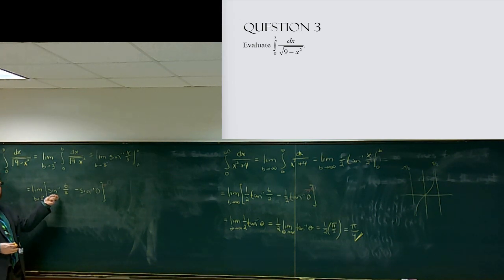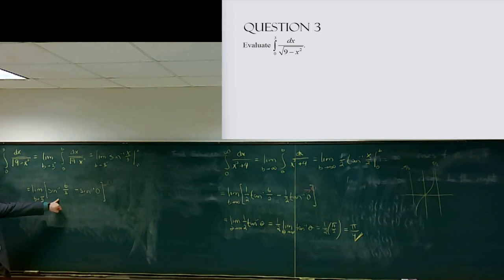Does this limit exist? What's the domain of the inverse sine? -1 to 1. Inclusive? So closed on both ends? Yes. What is the limit of b over 3 as b approaches 3 from the left? 1? Is that in the domain of the inverse sine? Yes. Then this limit is just the inverse sine of 1, yeah.